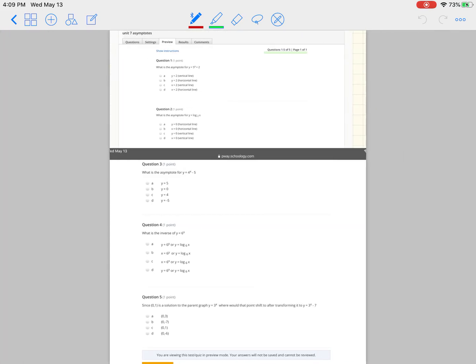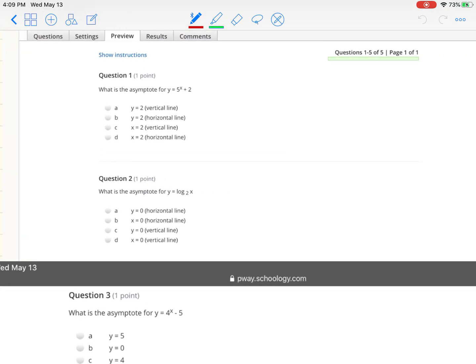And while I'm here, I might as well just finish up the asymptote questions. We know an asymptote for 5 to the x is the x-axis itself, and this is the growth model. So in this question, it says plus 2. So a plus 2 on the outside does shift it up 2. So if you were to shift it up 2, a horizontal line is a y equals number.